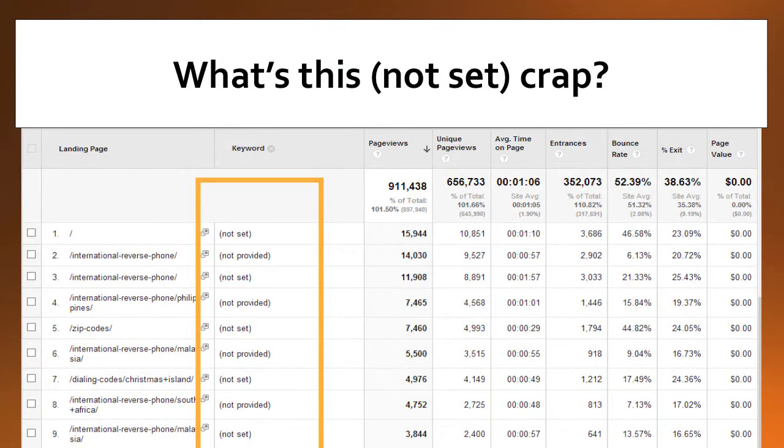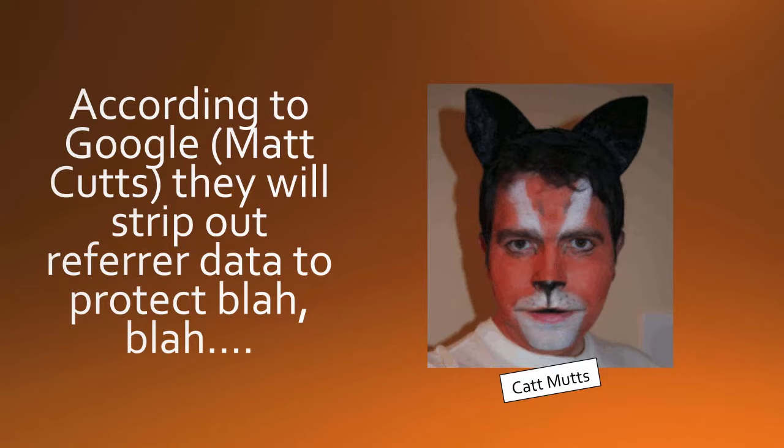Well, for those of you who are not aware, not set is what it says when people have logged into Google and therefore Google is blocking their referrer data. Not provided is when Firefox is preventing the referrer data. And according to Google, Matt Cutts, they strip out the referrer data to, I don't know, something or other, protect people, cough, cough, make more money, make it difficult for us. So I'm not going to speak to that point. But suffice it to say, as it is, we have to deal with it.